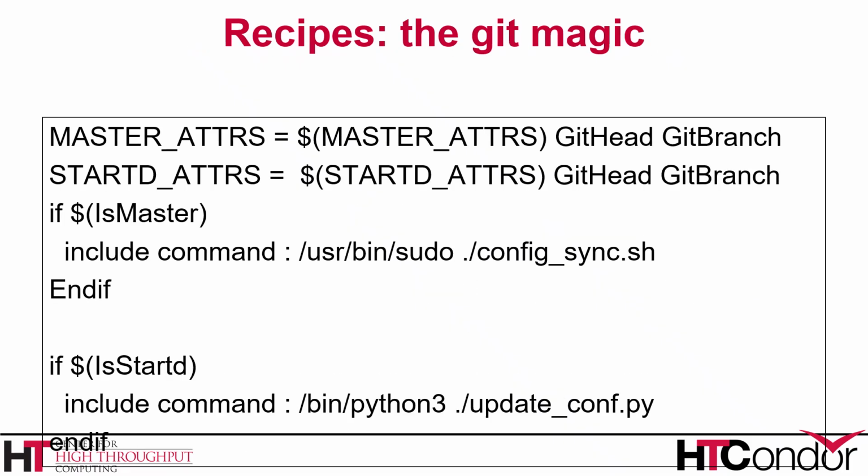So we said we advertise both the git branch we're on and the git head, and we put those in master ads and advertise those. And then in the master, if we are the master, and only if we're the master, we do sudo config sync. And this config sync, which we'll see on the next slide, actually does the git magic. Otherwise, we're on the startd. We run this other script, update conf, which just emits the git SHA and git branch.